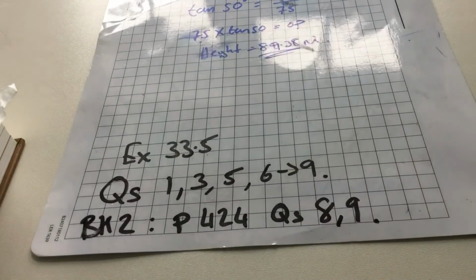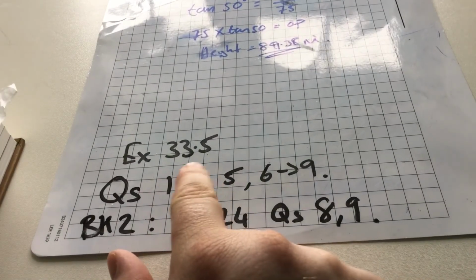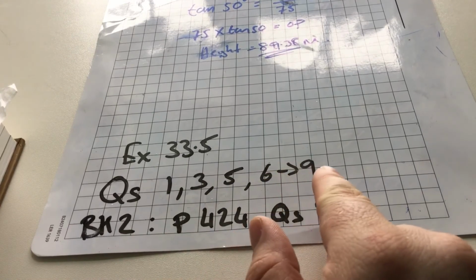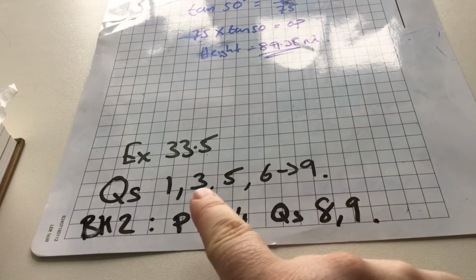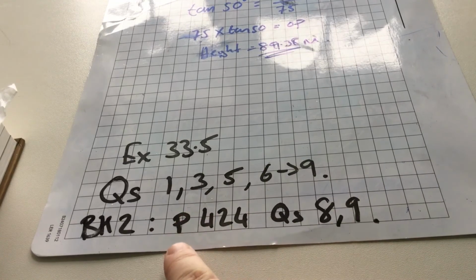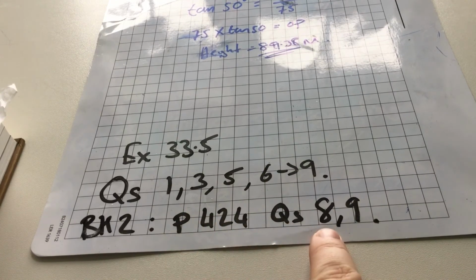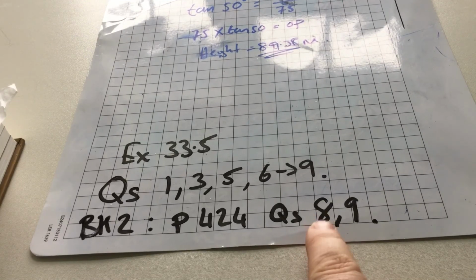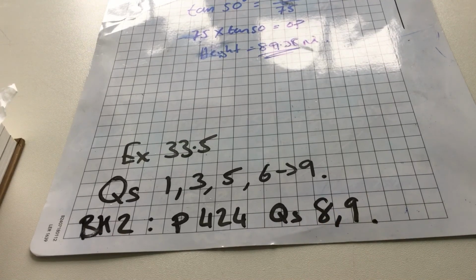So in book 1, which I submitted, questions 1, 3, 5, and then all of 6 to 9, so 6, 7, 8, 9. When you've completed those, go to your own higher level book 2 and do questions 8 and 9. There are plenty before 8 and 9 if you want to try them as well. They're slightly more difficult versions of what we've been doing recently.